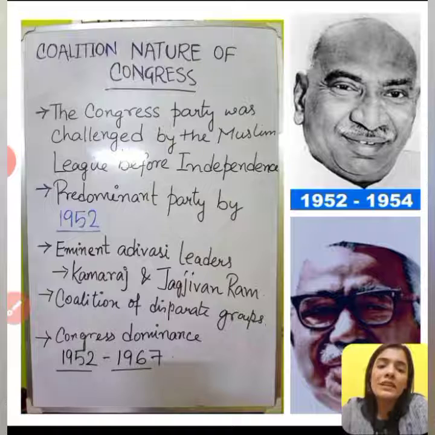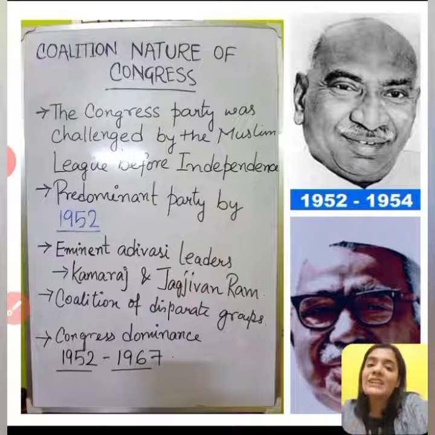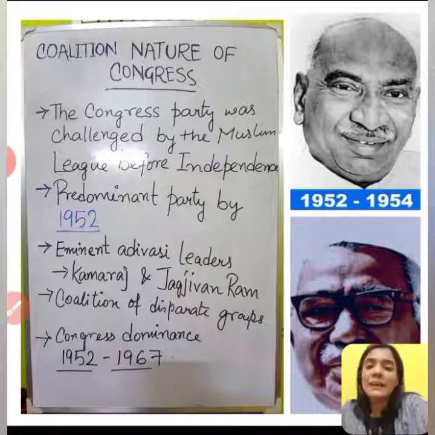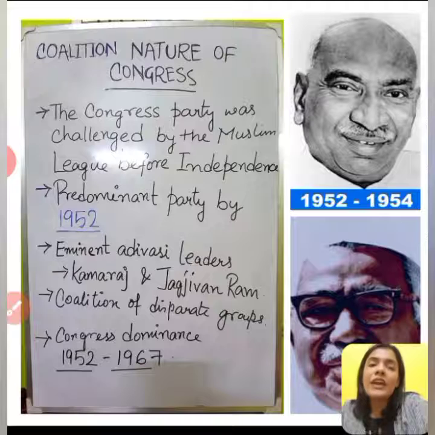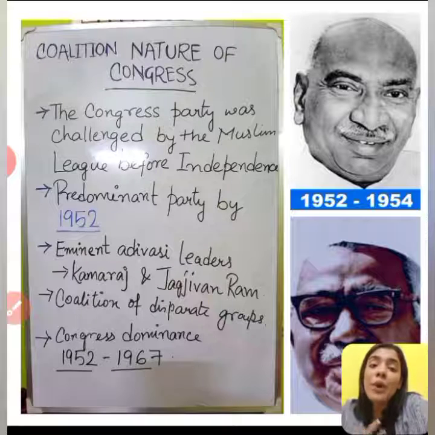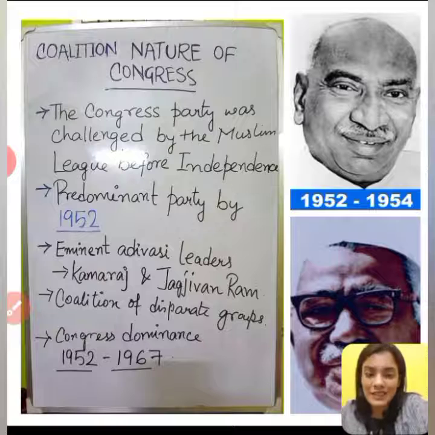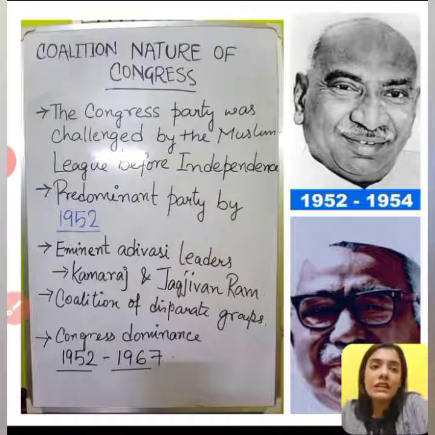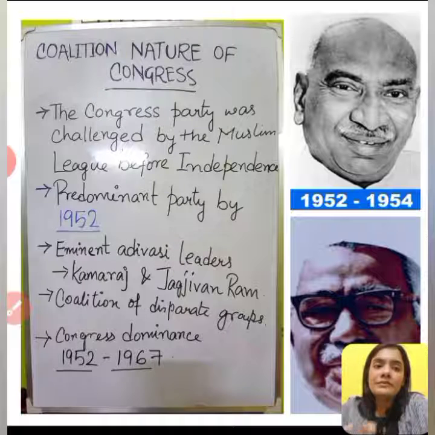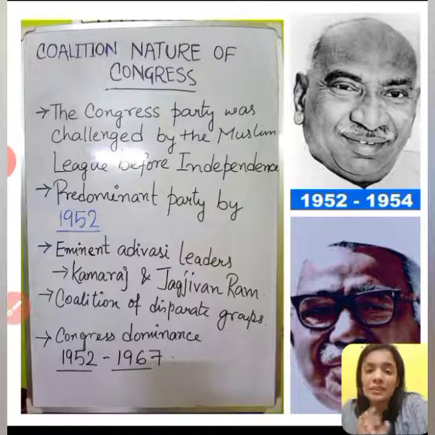Now, along with Nehru, there were some other prominent leaders who were members of this Congress. Who were those prominent leaders? Those prominent leaders were Kamraj and Jagjeevan Ram. You can see the picture of Kamraj and Jagjeevan Ram on your screen, children. They were some of the prominent OBC leaders. They belonged to the other backward classes, but they were prominent leaders of Congress along with Jawaharlal Nehru.